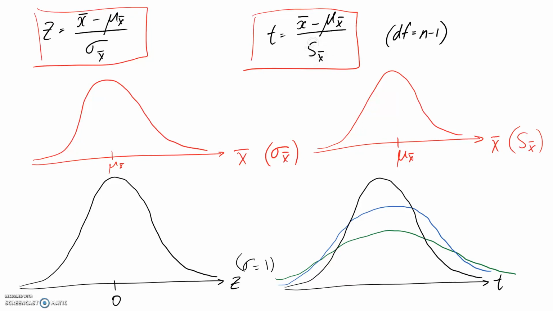All that's changing here is the standard deviation. This one is calculated based on the sample. This one was calculated based on the population. So what happens when we convert it into the t-scale? We end up with the mean going to 0, just like what happened with the Z one.